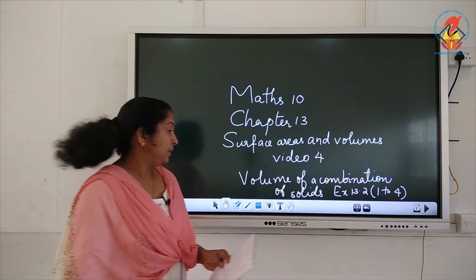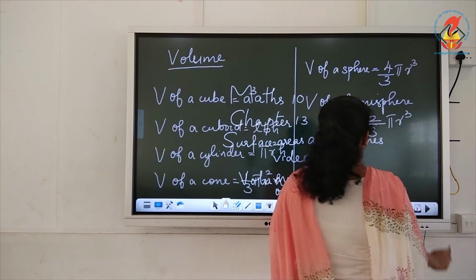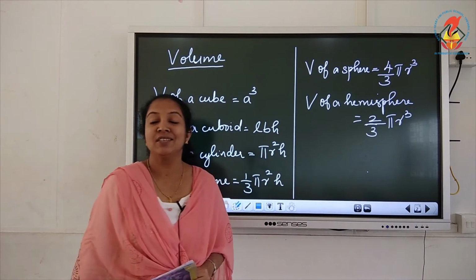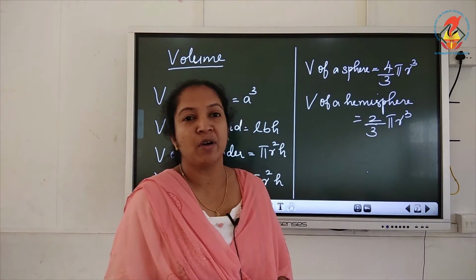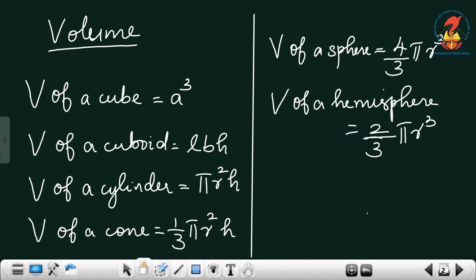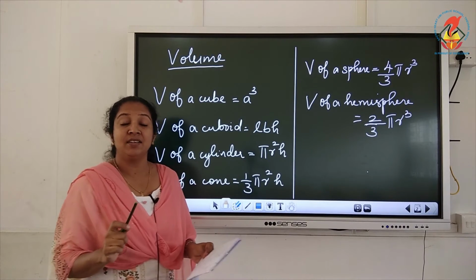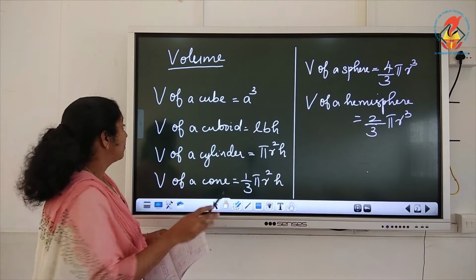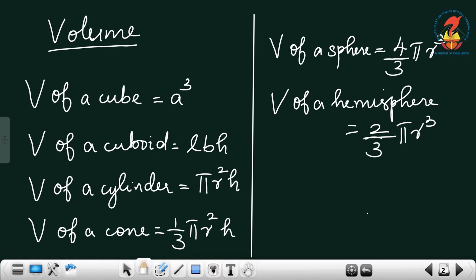Volume of the combination of solids. So first what we need is the formulas to find the volume, which you have already learned in 9th standard. So volume of a cube is equal to a cube, where a is one side, and volume of the cuboid is LBH, where L is the length, B is the breadth, and H is the height.